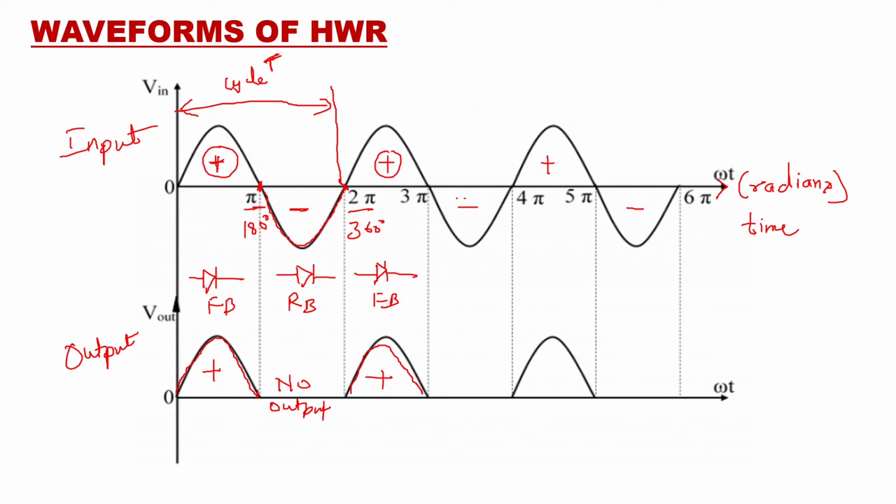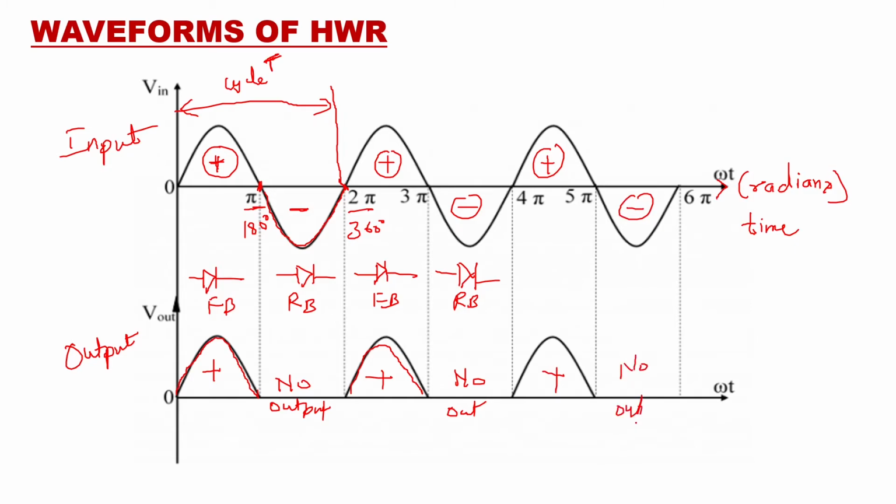And whenever the input is negative half cycle, the diode will be reverse biased, so it will not conduct. So no output here. Similarly, here you can see when the input is positive half cycle, there is a positive output. When the input is negative half cycle, there is no output here.